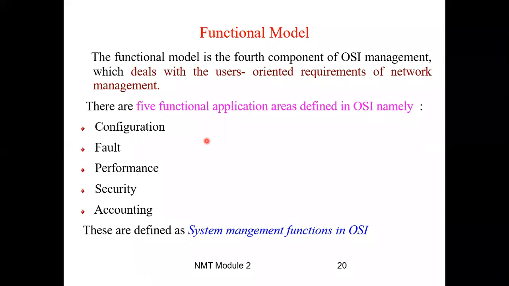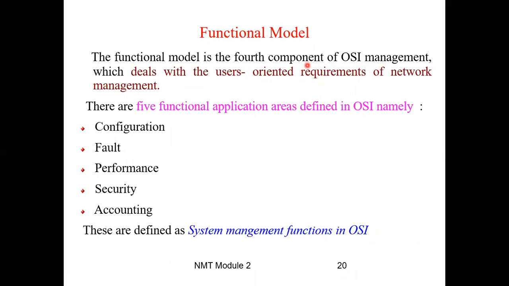Then comes the functional model. You have already heard this word, FCAPS. I will be using that throughout. FCAPS means the five functions. Remember in the functional grouping, when we were studying, I had said these five functions have to be performed. Apart from that, we have report and two other things. So the functional model is the fourth component of OSI management.